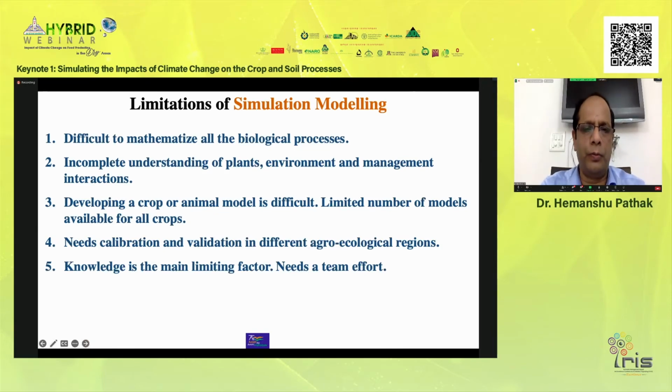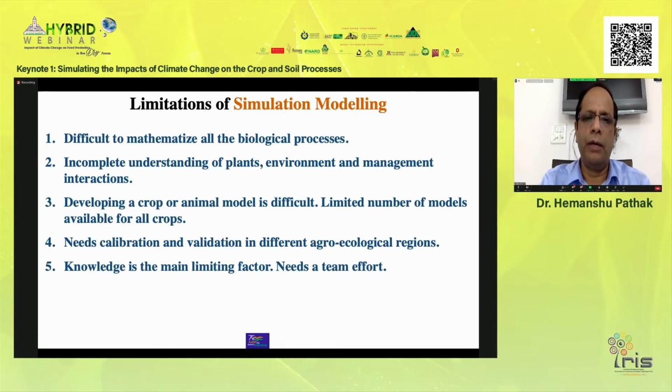Before I go to my concluding slide in the next one, let me tell you that simulation models are a very useful tool, but they also have some limitations. The limitations include that it is always difficult to mathematize all the biological processes because of our incomplete understanding and because of the complexity of the biological processes. Secondly, incomplete understanding of plants, environment, and management interactions sometimes becomes a handicap to developing and using a simulation model.